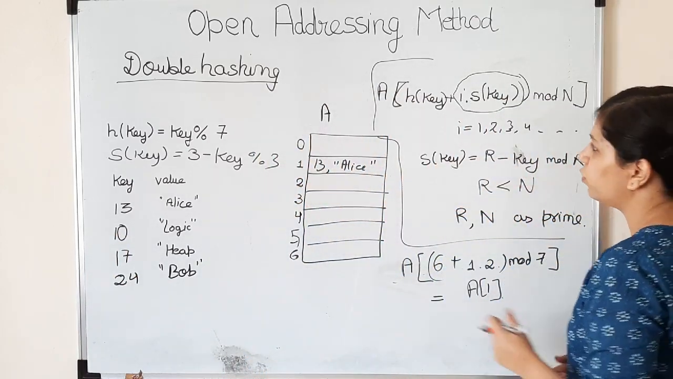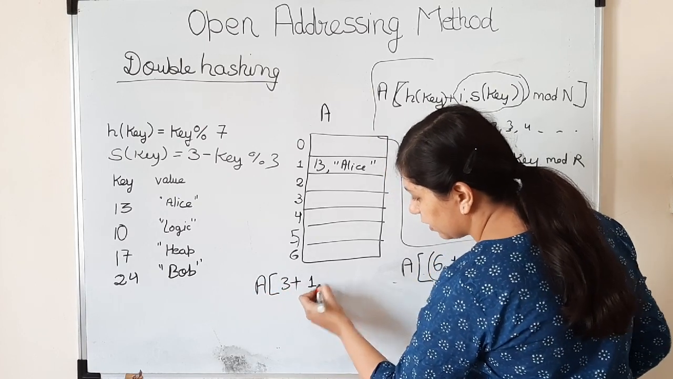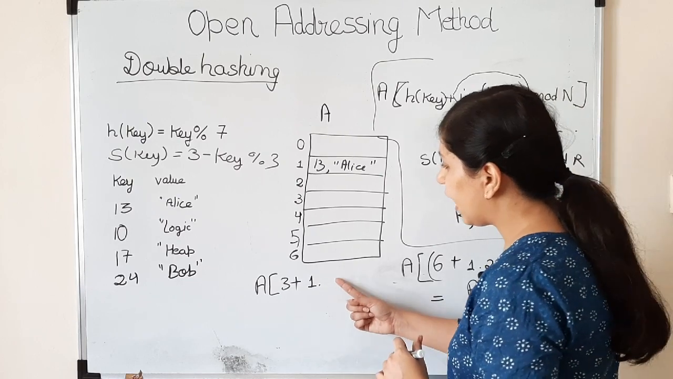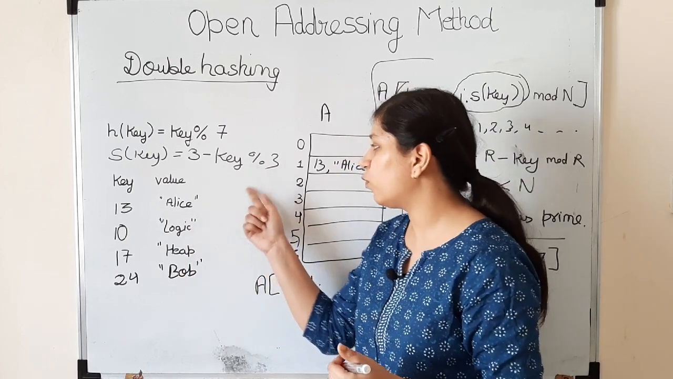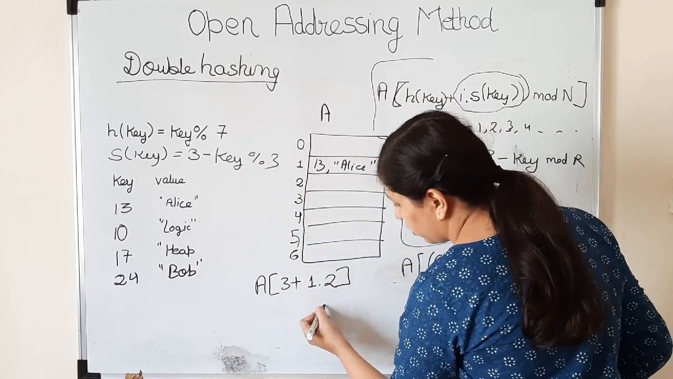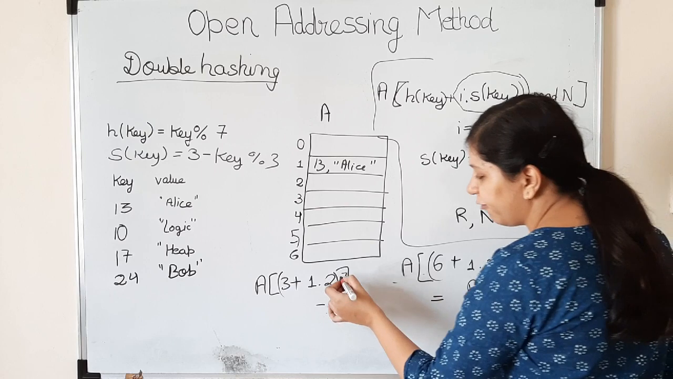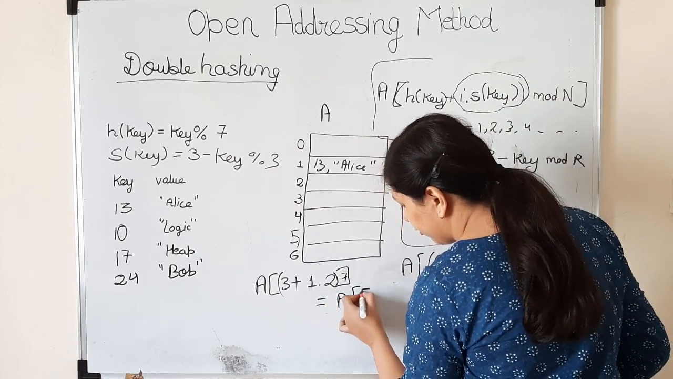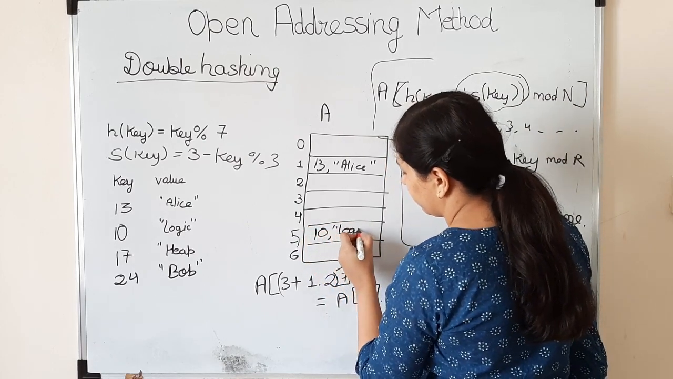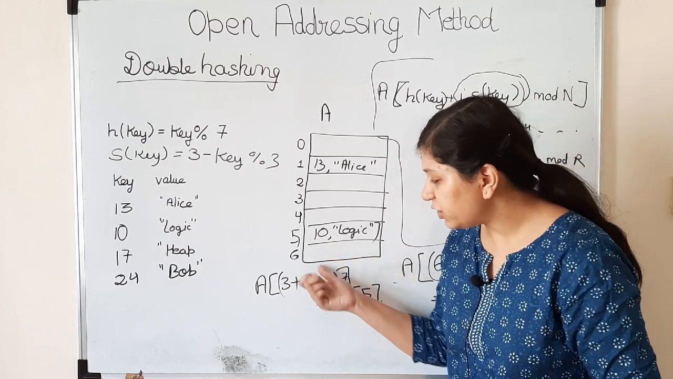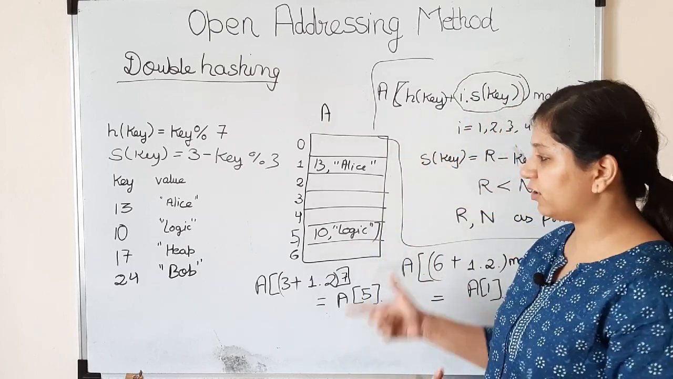Okay. Next is 10. So here what will you do? 10 modulo 7 is 3. Let's start i with 1. Okay. And then 3 minus 10 modulo 3. So 10 modulo 3 is 1. 3 minus 1 is 2. And mod 7. Okay. So 3 plus 2 is 5. 5 mod 7 is going to give you 5 again. So at index 5 you will store 10. You're getting this? So we'll change i every time if we don't find an empty slot at that position. Currently we didn't encounter any such value.